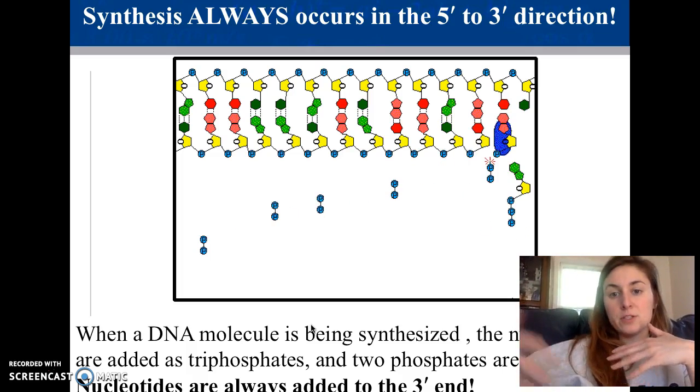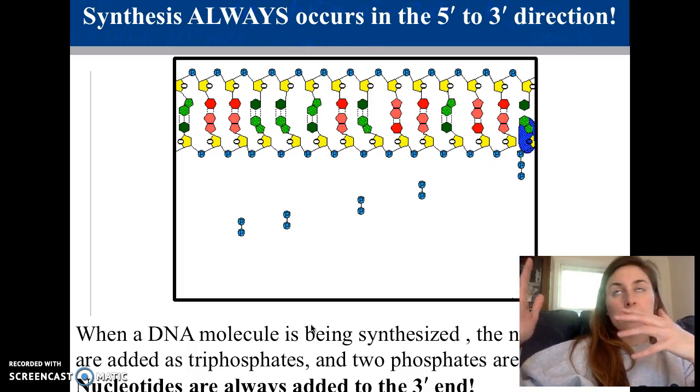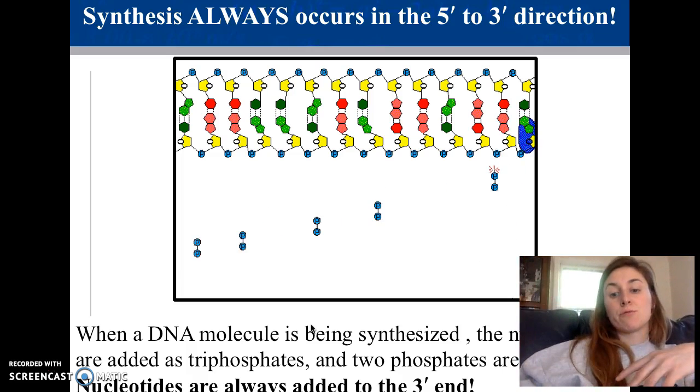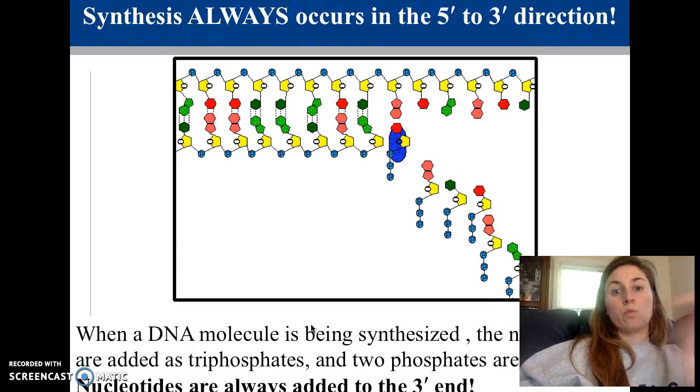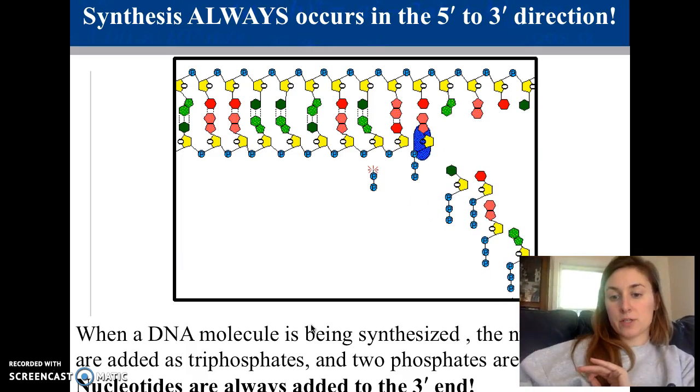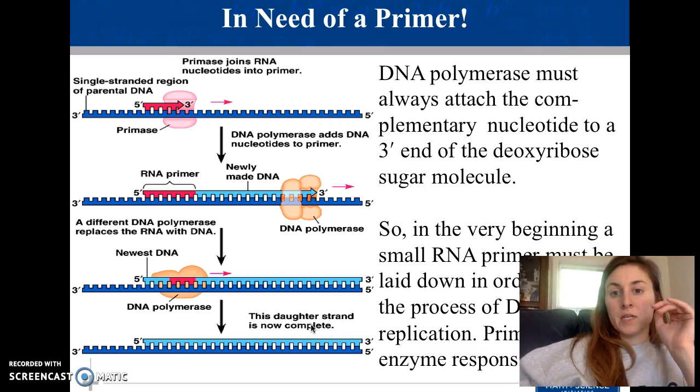So 5 to 3 direction, all you need to remember is that nucleotides are always added to the 3 end. This allows for synthesis of a new strand to occur in one direction on the bottom strand and another direction to happen on the top strand.